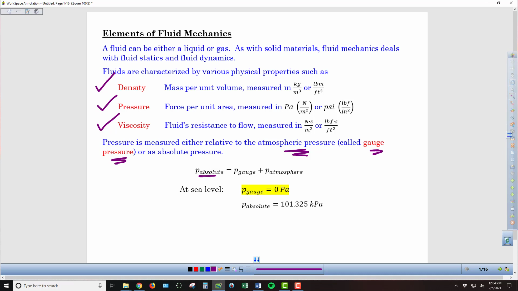And so the absolute pressure then is going to be the gauge pressure plus whatever the atmospheric pressure is. At sea level in SI units, the absolute pressure is 101.325 kilopascals. So even though our gauge on a bicycle pump or whatever is going to say 0 at that pressure, we know in fact that's the actual pressure that we're experiencing.